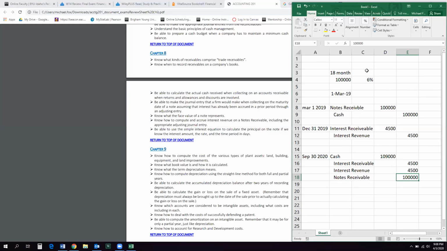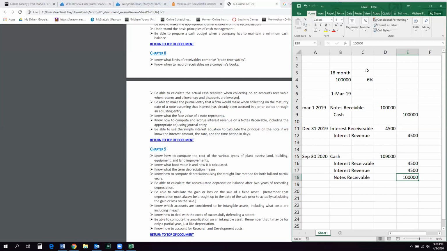And then be able to use the simple interest equation to calculate the principal on a note if we know the interest amount and the rate and the time period in days. So we know that it's principal times rate times time equals interest. So if we know the interest and the rate and the time, then we could calculate the principal if we had to.